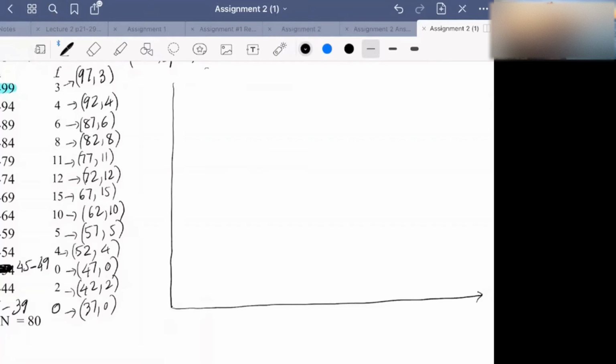So for a frequency polygon, you will list the frequencies on the vertical axis and the midpoints on the horizontal axis. Let's start with the vertical axis. On the vertical axis, we need to list the frequencies. But how do we know where to start?